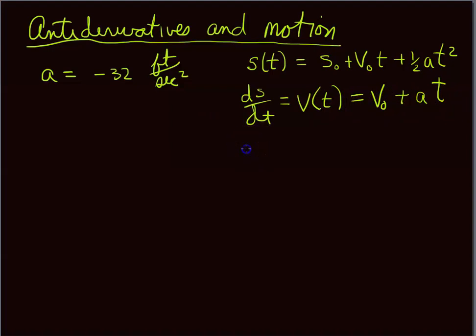And if you take the second derivative of this motion or position with respect to t twice, you really get the derivative of velocity with respect to t, which is the derivative of this. V naught is a constant, so that's 0, and you just get a.